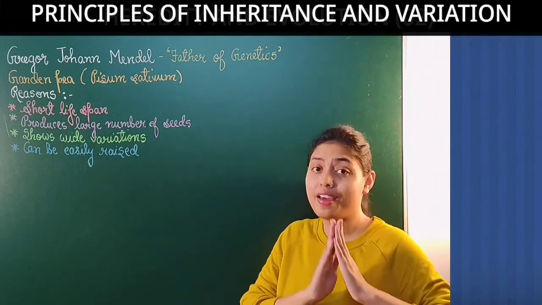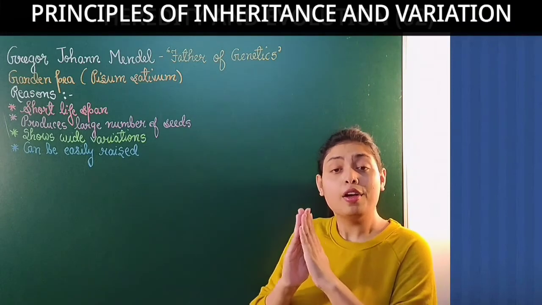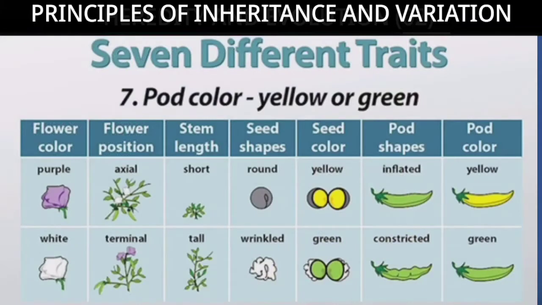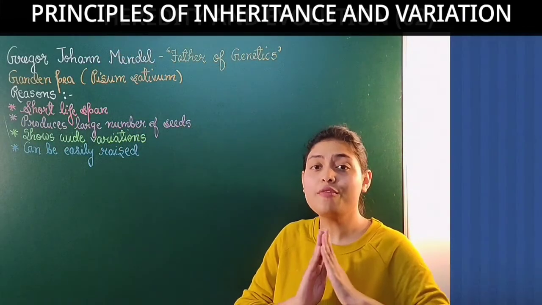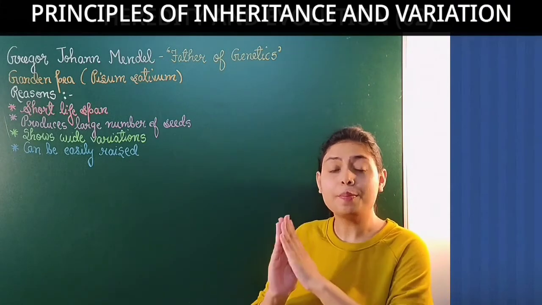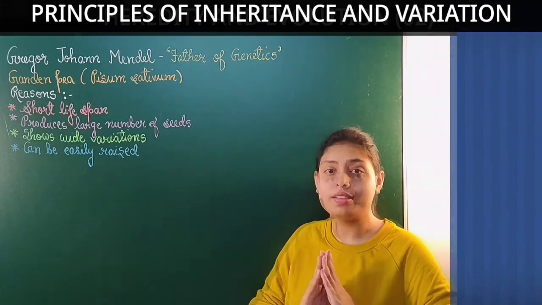The seven contrasting characters of a pea plant which Mendel chose for his experiment were seed color, seed shape, pod shape, pod color, color of flower, position of flower and stem height. These were the seven contrasting characters of a pea plant studied by Mendel for his experiment.